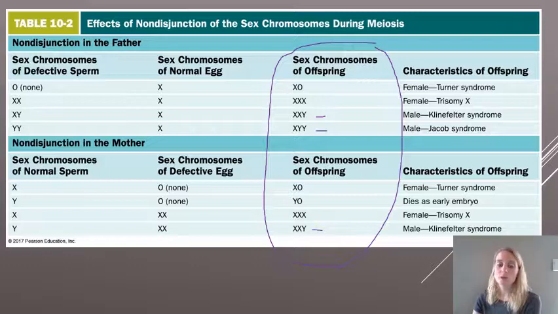And then we have the last one where you might have XYY. So these are males. They have the Y there. The Y kind of gives you the maleness. But that extra Y chromosome really doesn't make too much of a difference. It's kind of like the trisomy X. That extra sex chromosome doesn't really affect your outward appearance and your phenotypes. This is called Jacob syndrome, and there might be some men out there that never even know that they have that case.